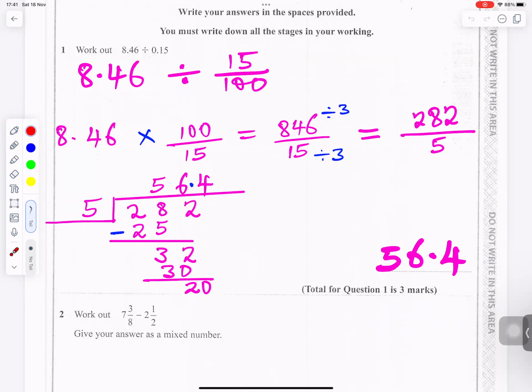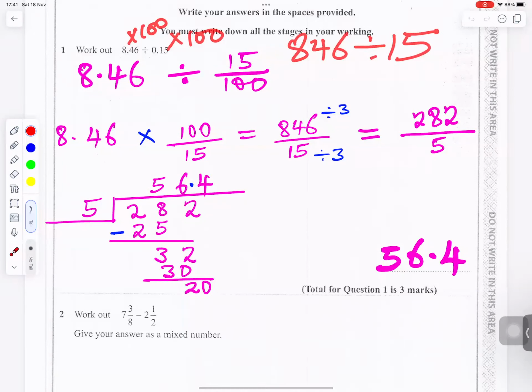Another way you can start it is you times by 100, times by 100. So you get 846 divided by 15.